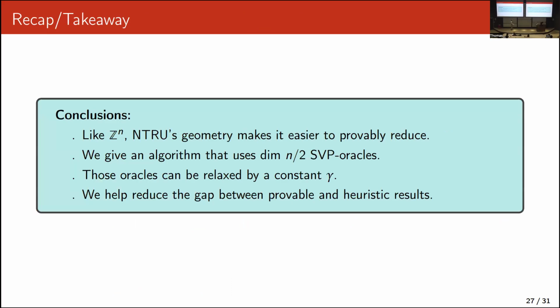So to conclude, like with the integer lattice, NTRU's geometry makes it easier to provably reduce. And we give an algorithm that uses only dimension n/2 SAP oracles. These oracles can be relaxed by a certain small constant gamma. And this reduces the gap between the provable and the heuristic results.